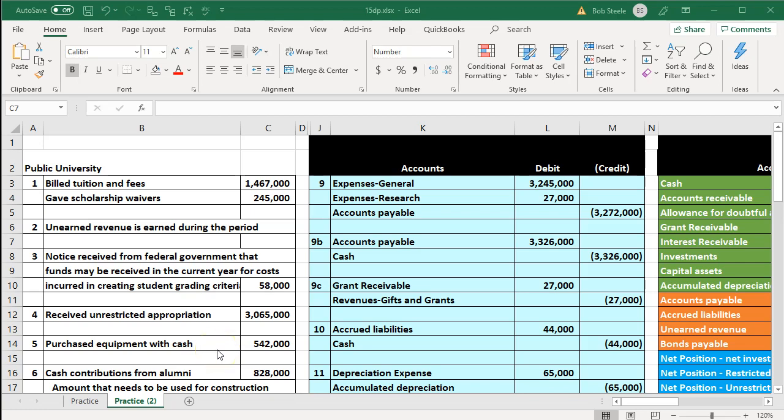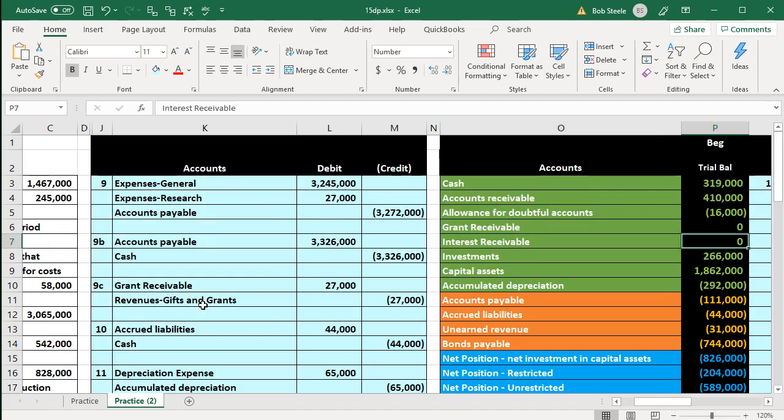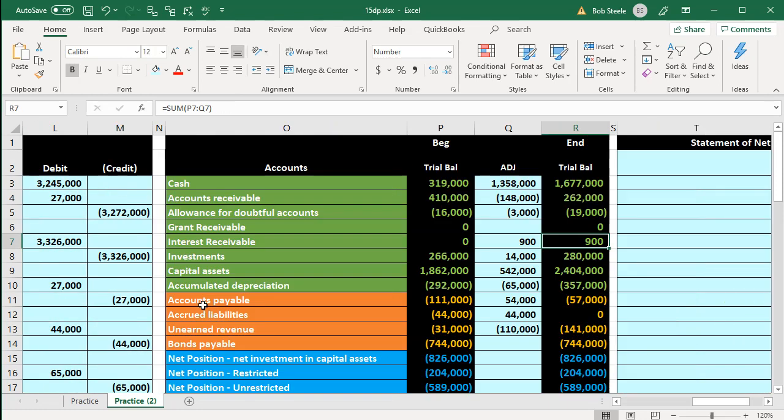In this presentation, we will continue on with our comprehensive problem related to a public university, recording the transaction data on the left-hand side, recording the transactions into the right-hand side. In prior presentations, we have recorded the transactions for a time period into the general journal, then posting them to our trial balance worksheet. Now we're going to take this information and do the closing entries.